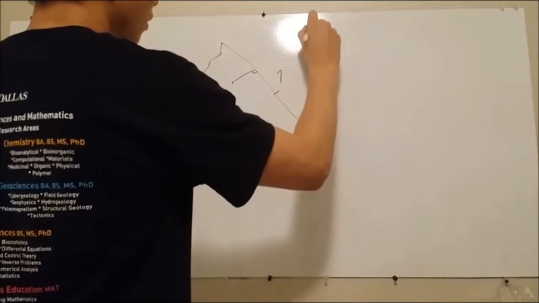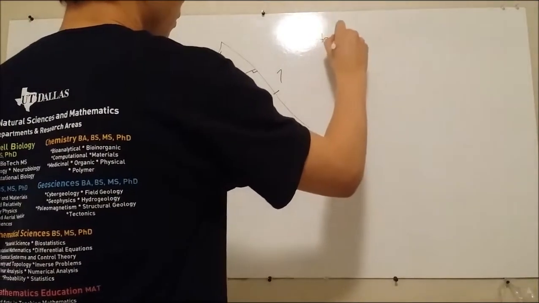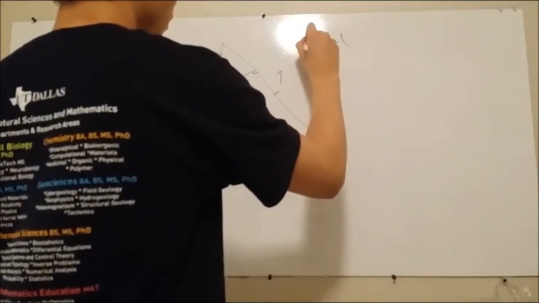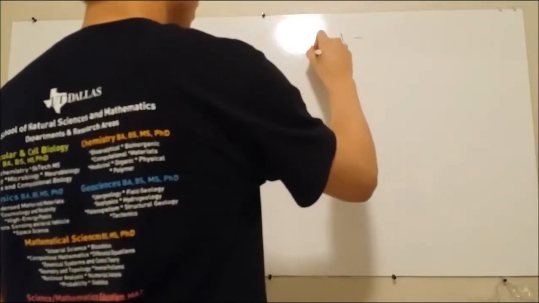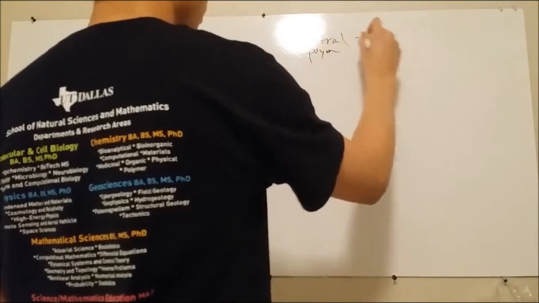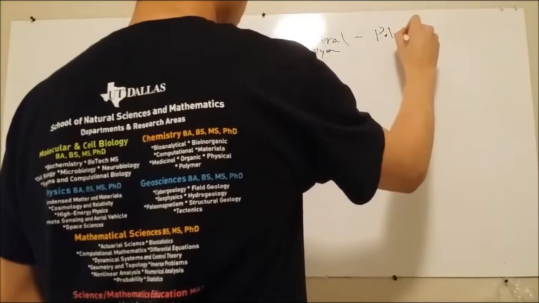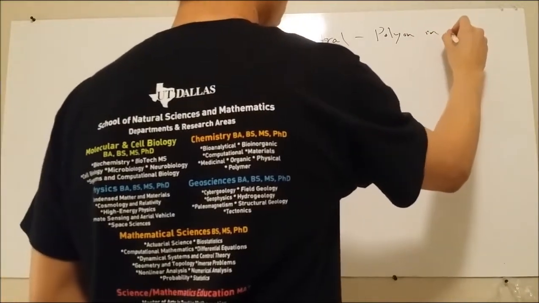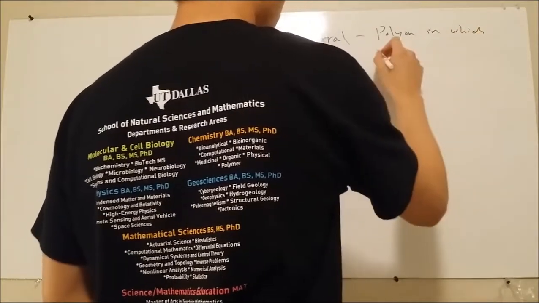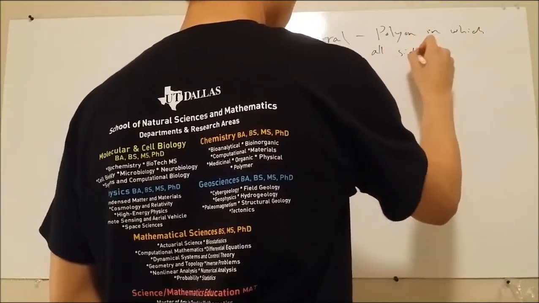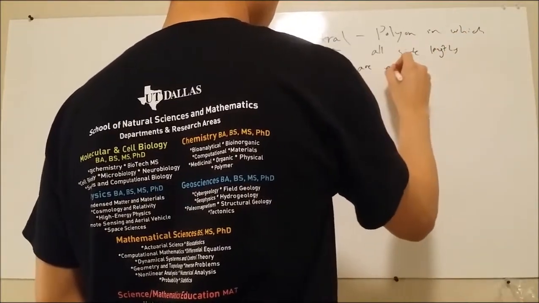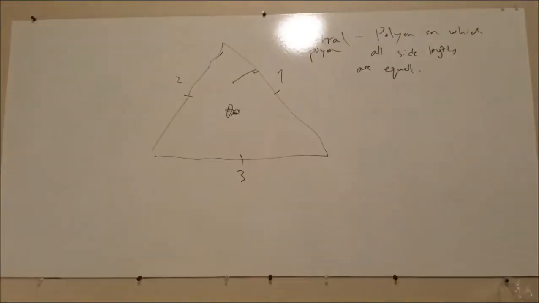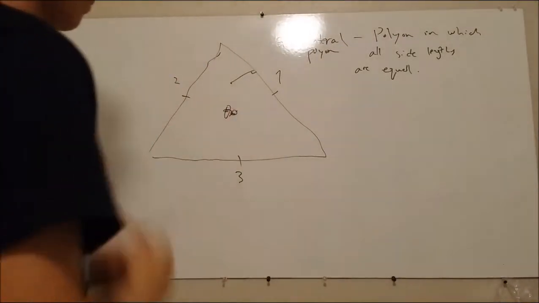What does equilateral mean? Well, equilateral means, rather an equilateral polygon means a polygon in which all side lengths are equal. Okay? So the laterals are equal.